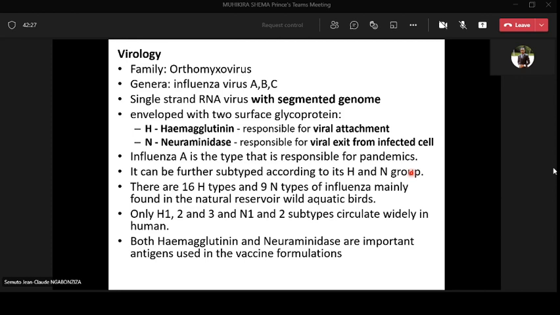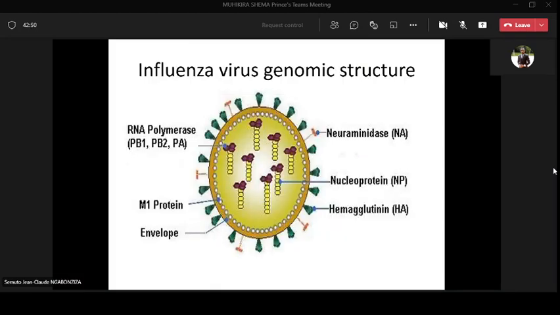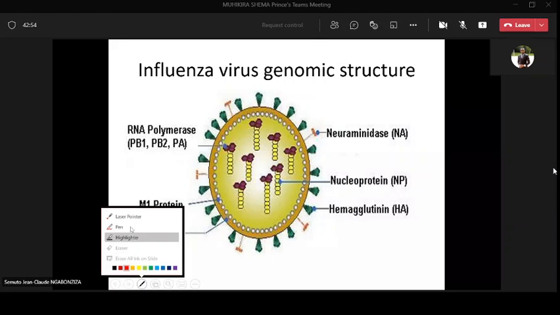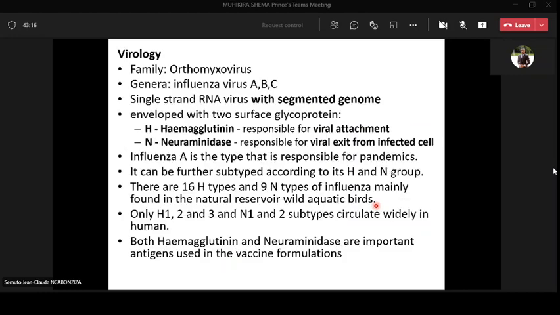It is in the family Orthomyxoviridae, with subtypes A, B, C, and is a single-strand RNA virus with a segmented genome. This is a picture of it. Saying the virus has a segmented genome means it has segments 1 to 8: 1, 2, 3, 4, 5, 6, 7, 8. And each segment, of course, goes with the enzyme RNA-dependent RNA polymerase, or what we call replicase, that will allow the replication of this viral genome. So it has a segmented genome.